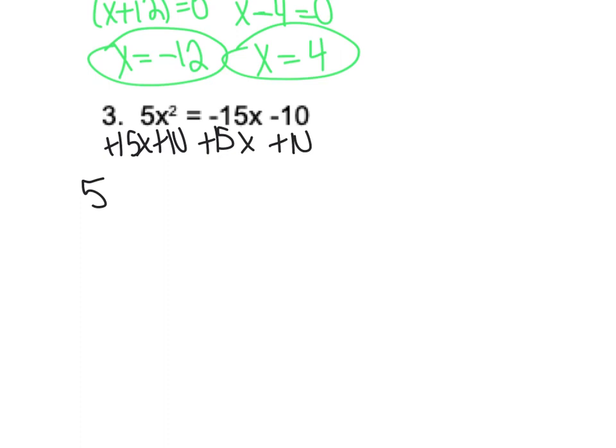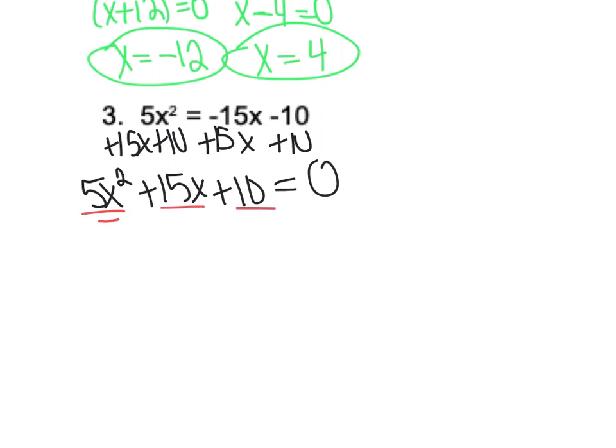So I would have 5x squared plus 15x plus 10 equals 0. So we got it equal to 0. That's step 1. Step 2 is I'm looking for a greatest common factor. I have a 5 out in front. So my greatest common factor of 5, 15, and 10 is 5.